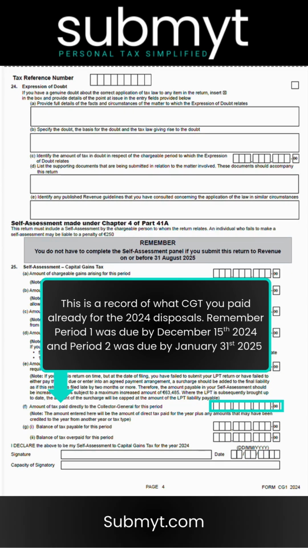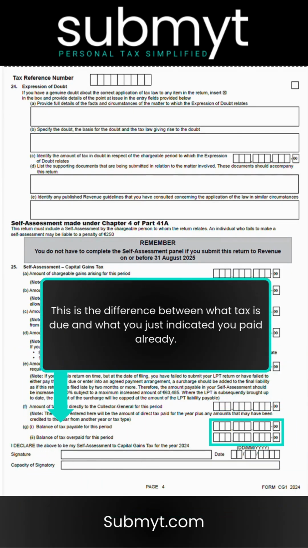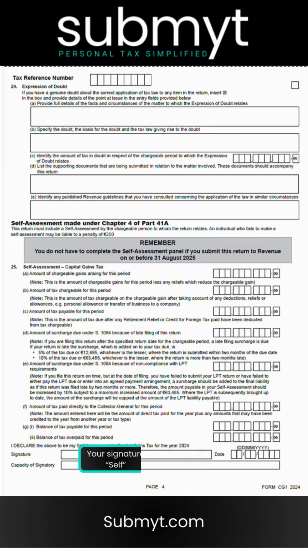And the next section is a record of what you paid already. Remember, these monies should have been paid at the latest by January 31st. And this is the difference of what's due based on your calculations versus what you've paid. So you may be owed a refund, you may have paid it perfectly, it's up to you. And then finally you just sign with your signature under Self with the date, and congratulations, you're done.